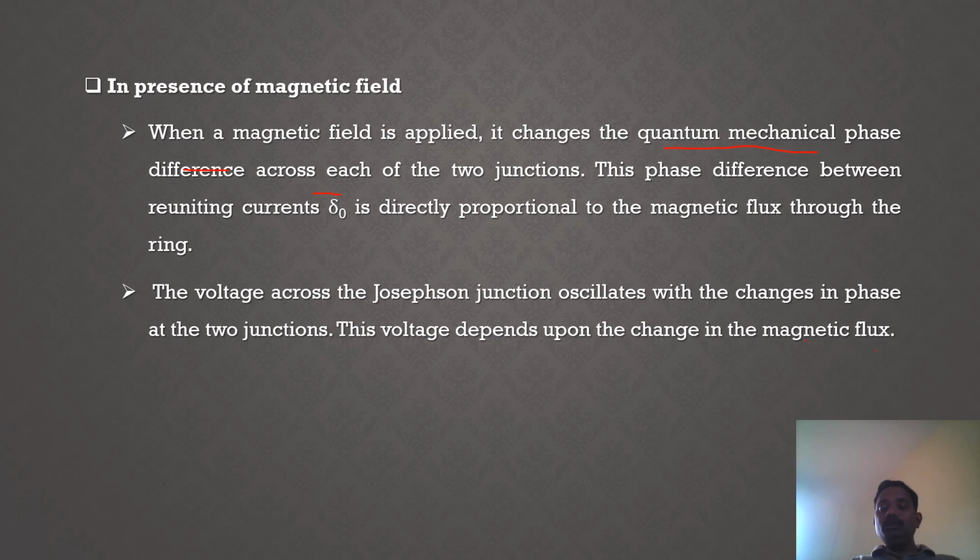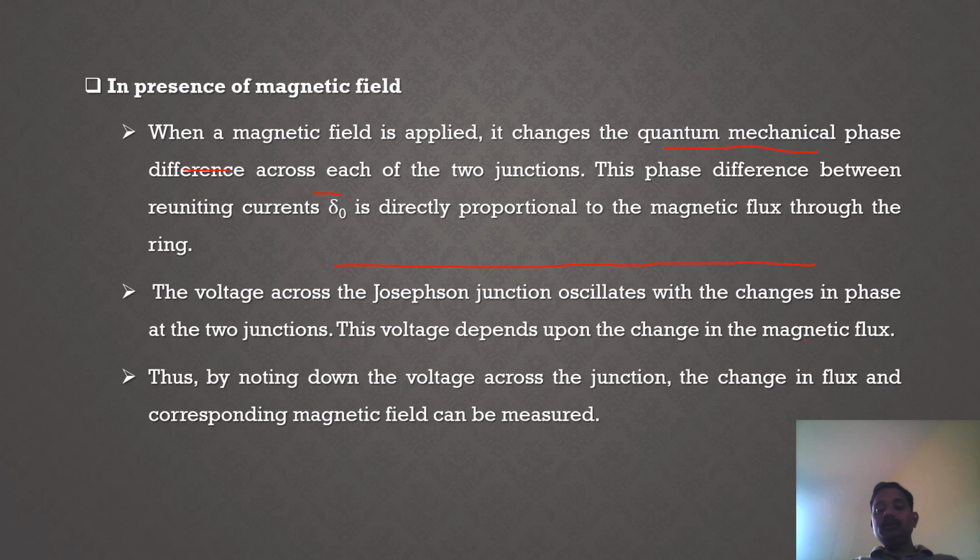The voltage across the junction oscillates with the change in phase. So we get a voltage across the Josephson junction that oscillates with the change in phase at the two junctions. This voltage depends upon the change in the magnetic flux. So as the magnetic flux changes, the voltage will change. Thus, by noting down the voltage across the junction, the change in flux and the corresponding magnetic field can be measured. This is the working of SQUID.